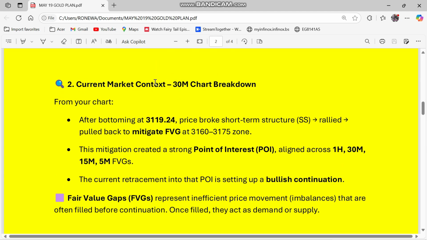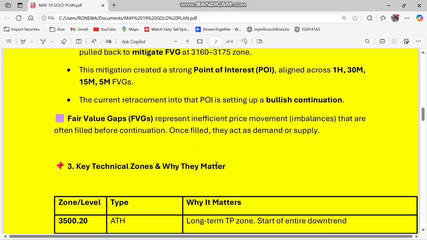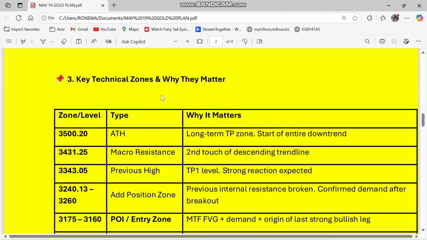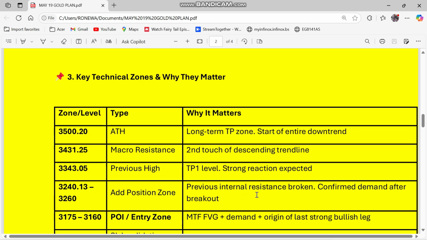The current market context on the 30 minutes time frame is going to be a lot of this happening, and these are the key technical zones and why they matter. The all-time high is for a bit of a longer term. Then the GP zone. This one here is micro resistance, or the second touch on the descending trend. Here we have the previous high, which is most likely our first TP if we are buying, and then here we can add more positions.